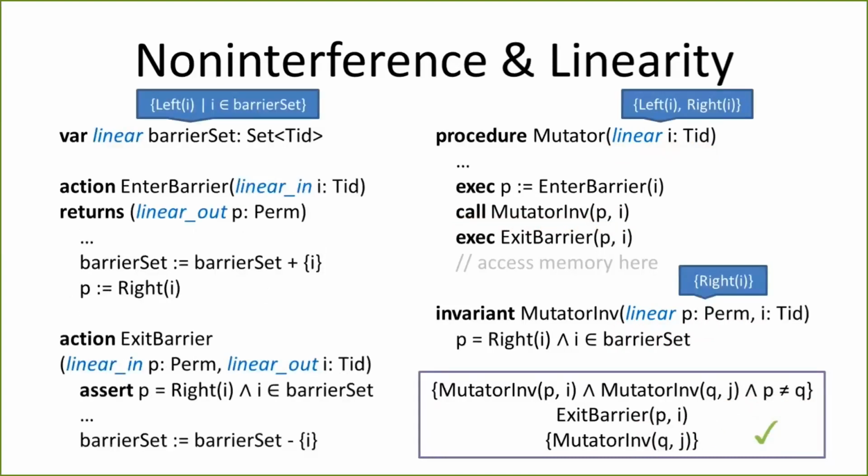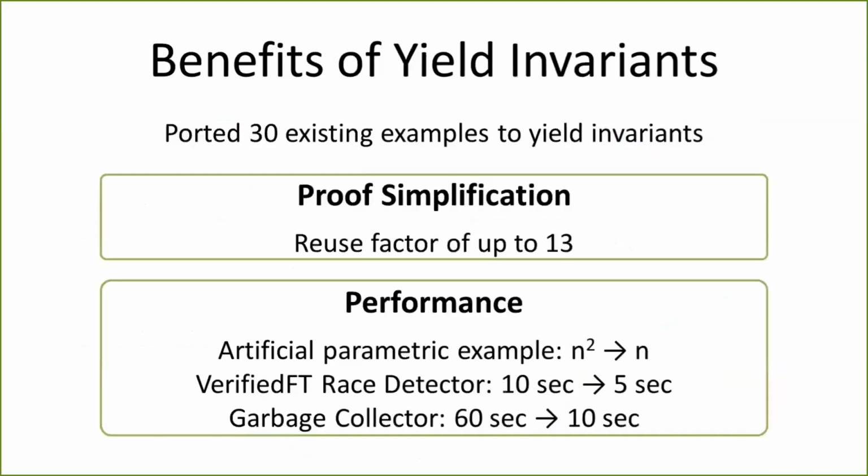In our paper, we show how custom user-defined permissions can be attached to linear values, and how this feature elegantly captures the synchronization protocol between mutator and garbage collector threads. To assess the utility of yield invariants, we ported 30 examples from Owicki-Gries-style location invariants to use yield invariants instead. We observed significant proof simplifications, which are largely due to a reuse factor of up to 13. In terms of performance, we can easily construct an artificial example with a linear speedup, and in practice we saw a speedup from 10 seconds to 5 seconds and from 60 seconds to 10 seconds on two of our largest examples.